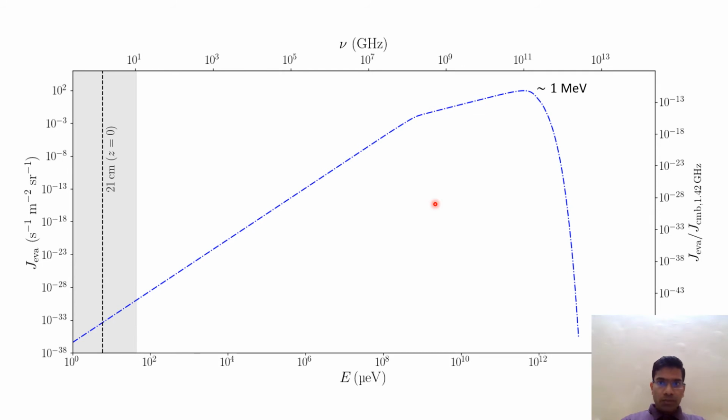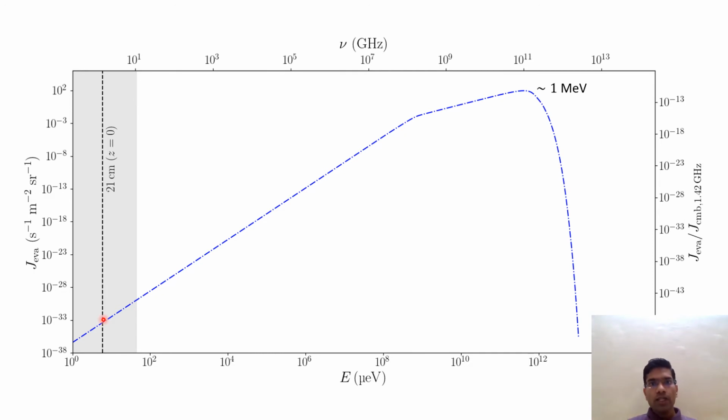So this blue line shows the results for the primordial black hole of mass 10 to the 17 gram, for which the emission peaks at around 1 mega electron volt. On the left of this peak energy, the emission is power law suppressed, and so in the band where we are interested, the emission is so low that virtually radio emission is non-existent.